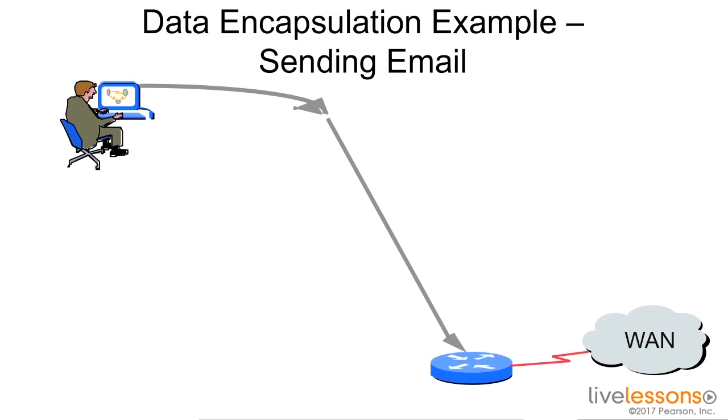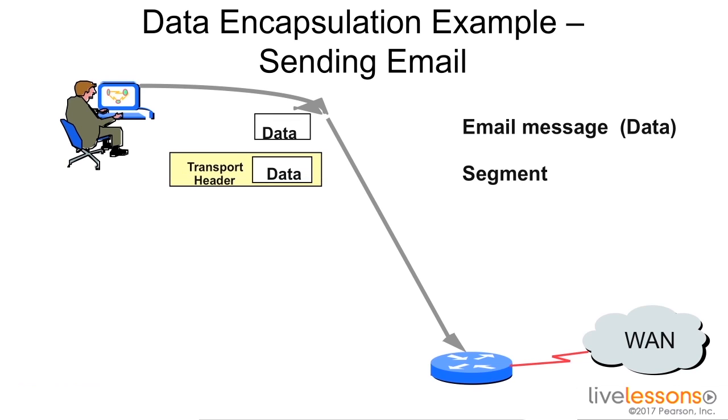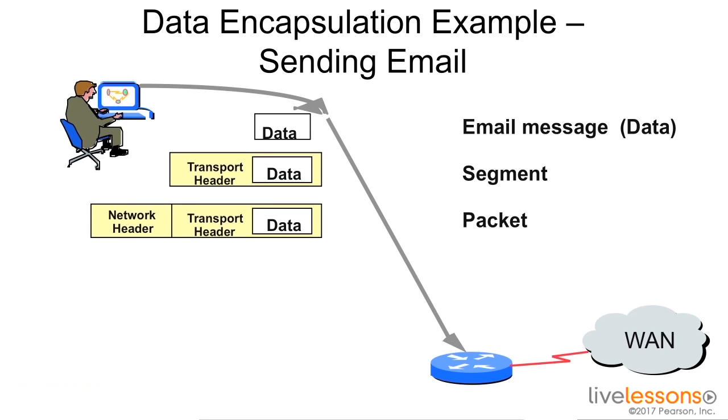Let's use the example of data encapsulation while sending an email. As the data comes from the email application down through the layers into the transport layer, the transport header is attached to the data, and the data now becomes a segment. From there, the data is now passed down to the next layer, the network layer. At this point, the network layer will now stick on a layer 3 header. Once the layer 3 header is attached, it now becomes a packet and is sent to layer 2 for processing.